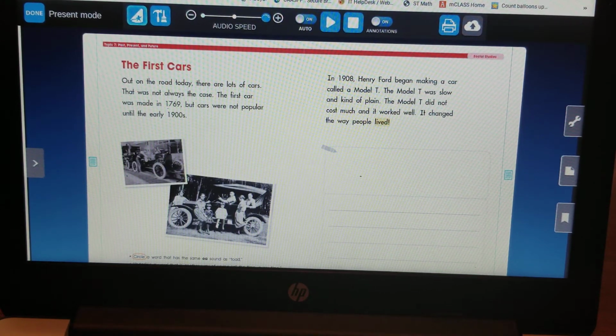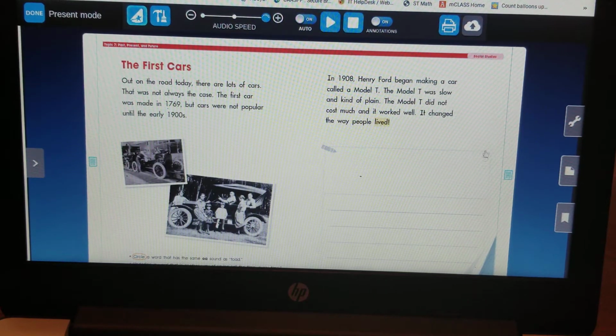Look at the picture. These aren't fancy cars. But that helped the cars not to cost too much. Even though they were plain and slow, they worked well. So people knew if they bought a car, they could use the car. It could be what's called dependable.